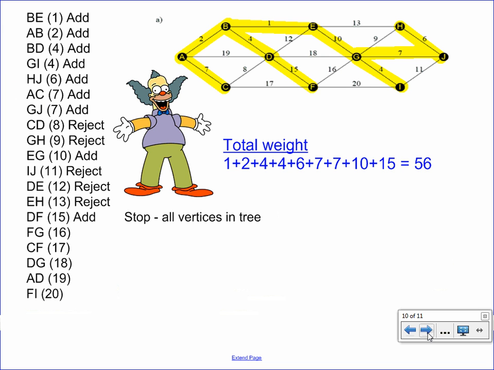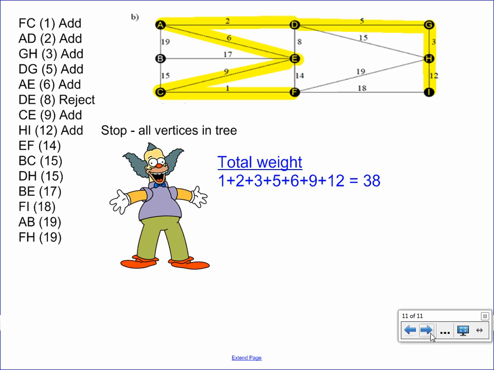Okay, so here's the answers to the first one, and yours should be identical to this, unless I've done it wrong, because there should be no variation. There's no opportunity for having your own opinion or anything, and the total weight of the tree is given. And these are the answers to the next one. Again, should be absolutely identical with the same total weight if you add it up correctly. Okay, next video is about Prim, same minimum spanning tree, but different method.